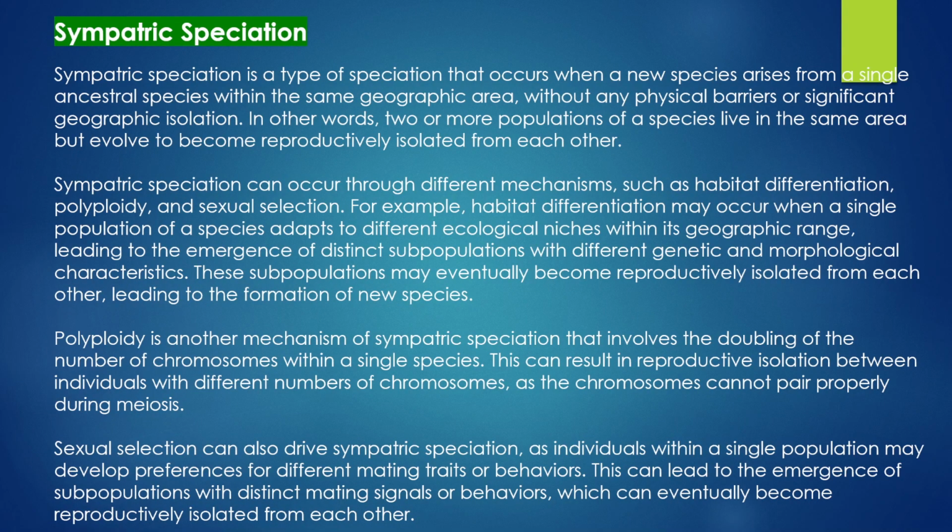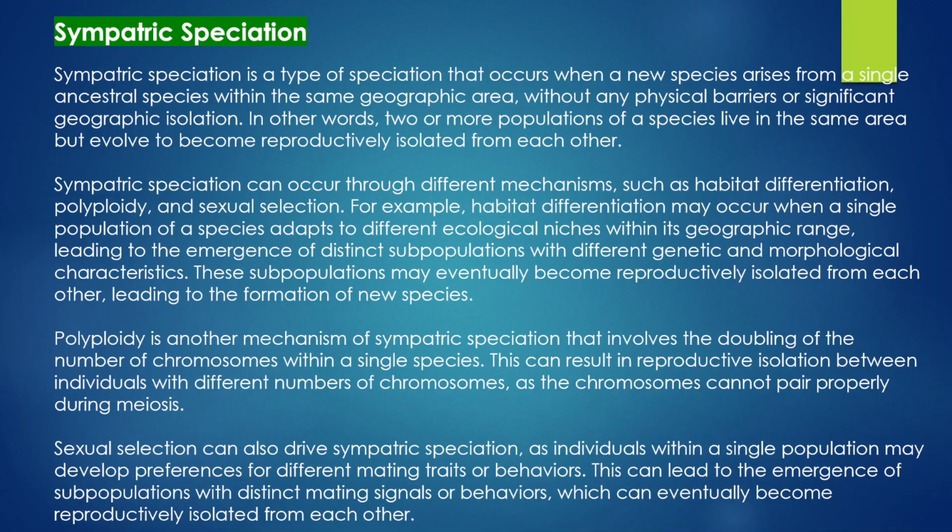Next is sympatric speciation. Sympatric speciation is a type of speciation that occurs when a new species arises from a single ancestral species within the same geographic area without any physical barriers or significant geographic isolation. In other words, two or more populations of a species live in the same area but evolve to become reproductively isolated from each other. Sympatric speciation can occur through different mechanisms such as habitat differentiation, polyploidy, and sexual selection.